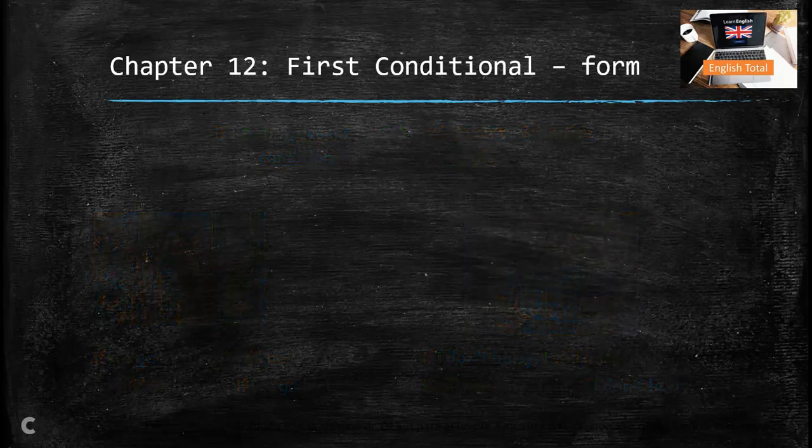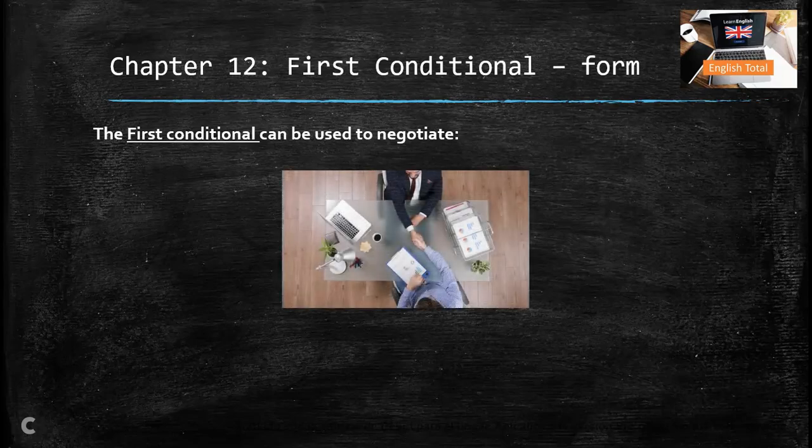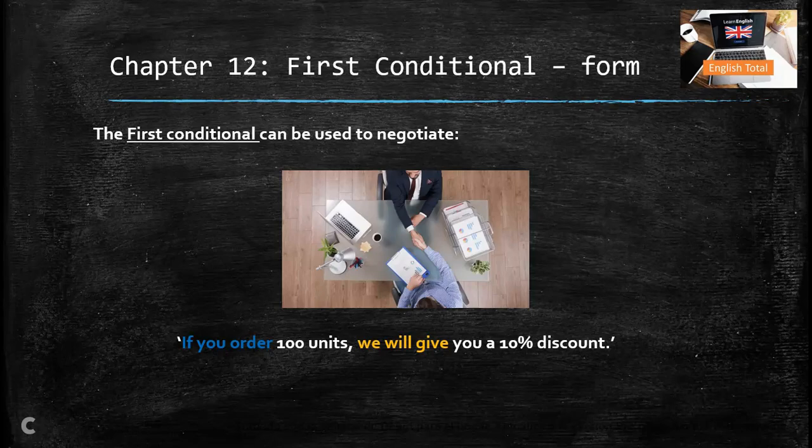Let's continue. One thing to consider about the first conditional is that it's a structure that can often be used to negotiate deals, and this is one of its most common uses. Take a look at this example. If you order 100 units, we will give you a 10% discount. This example illustrates that if the condition is met, which means that if the person orders 100 units, there will be a consequence, and as a result, the person will get a 10% discount. Usually how a negotiation goes.